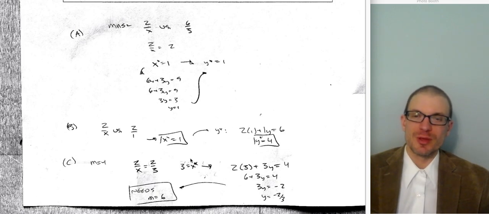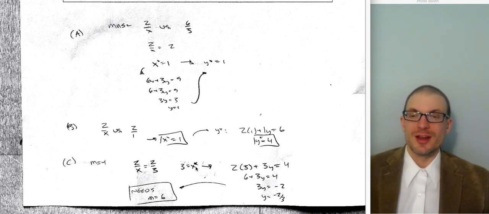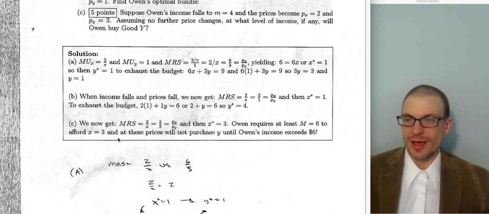We can borrow that logic here with Owen, and we have the situation where up until Owen gets 3 units of X, Owen's buying X. And then after Owen's got 3 units of good X, things change, and now Owen just wants Y. So Owen needs 6 units of income to buy the bundle. Beyond 6 units of income, Owen will start buying Y. More properly, Owen requires 6 units of income to afford the bundle, and then at these prices will not purchase Y until Owen's income exceeds 6.